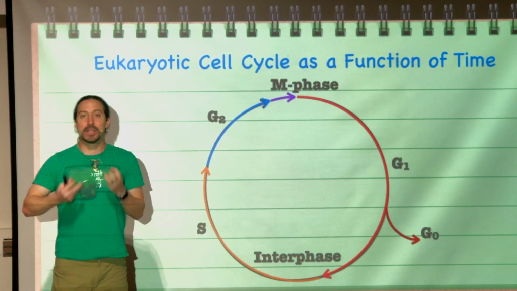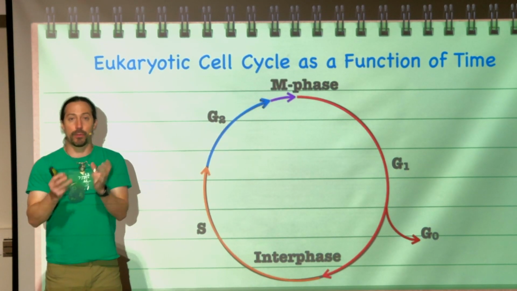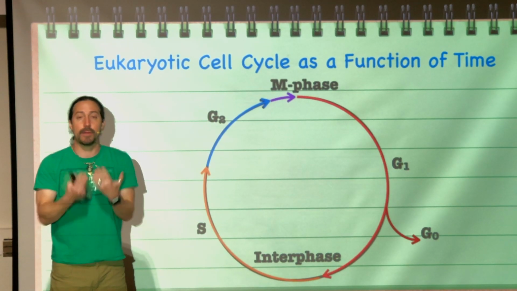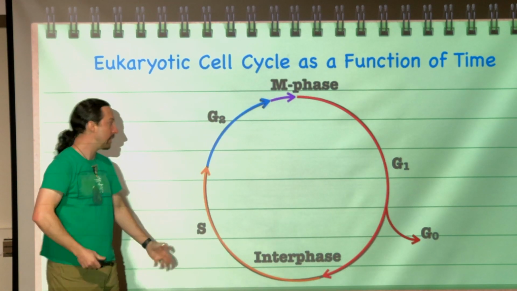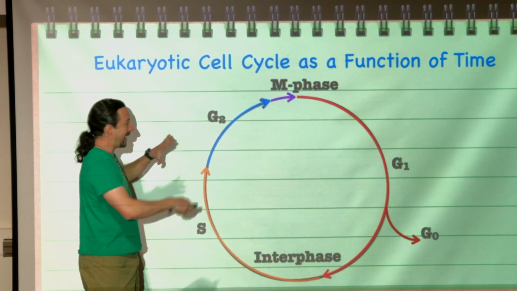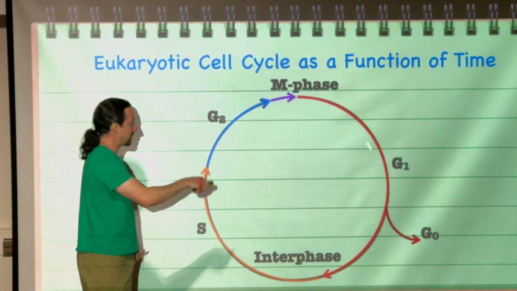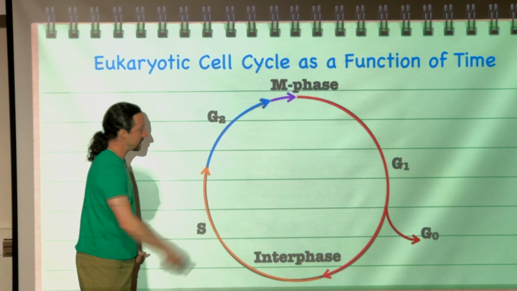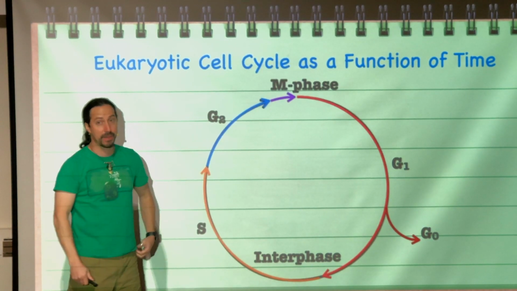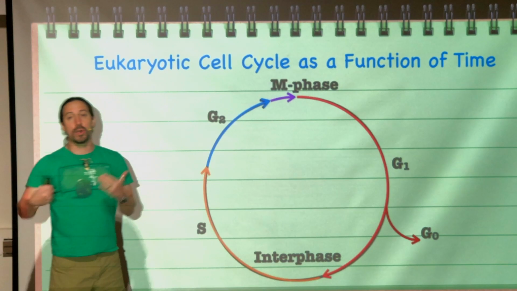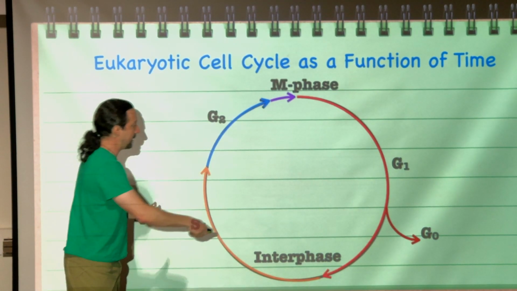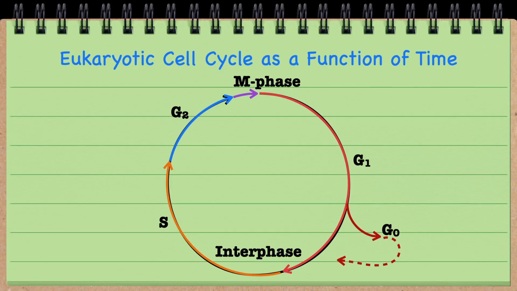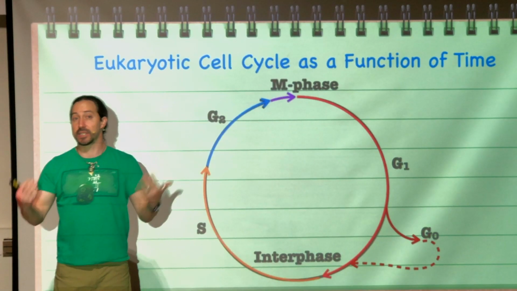But if the cells are not supposed to reproduce at any specific time, if they're supposed to maintain the number of cells that they happen to have, then those cells will actually exit, in a sense, the cell cycle, and they will go into this little section, which we call gap 0. Once a cell enters into gap 0, it can enter back into gap 1 if it's supposed to, but it might just stay in gap 0 for the rest of its life.